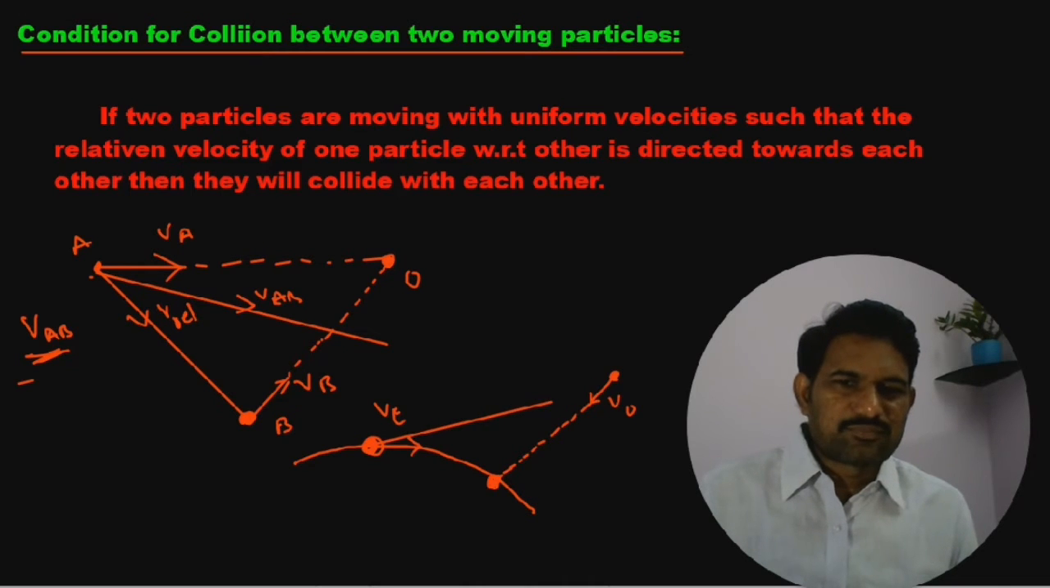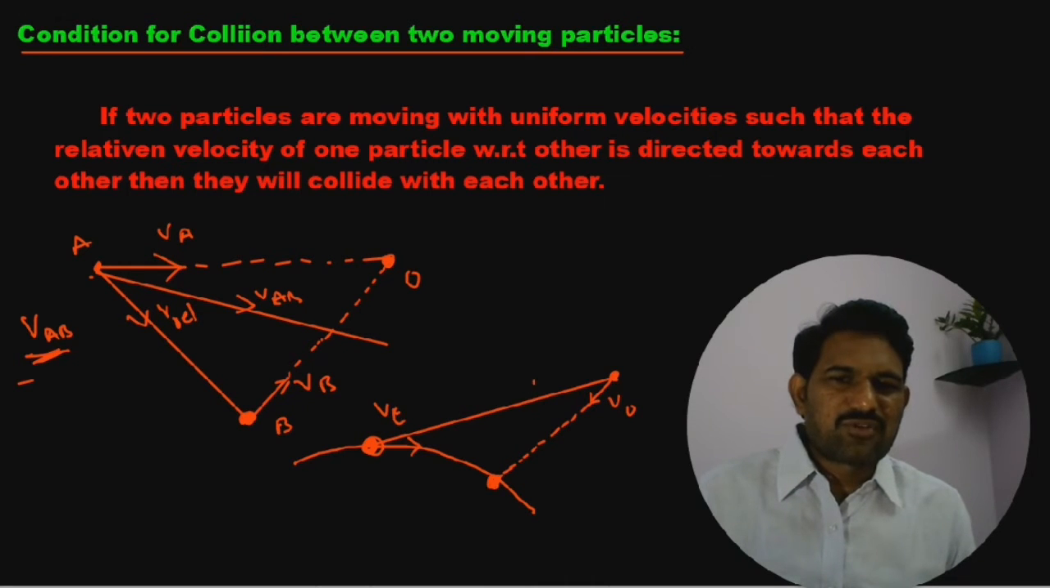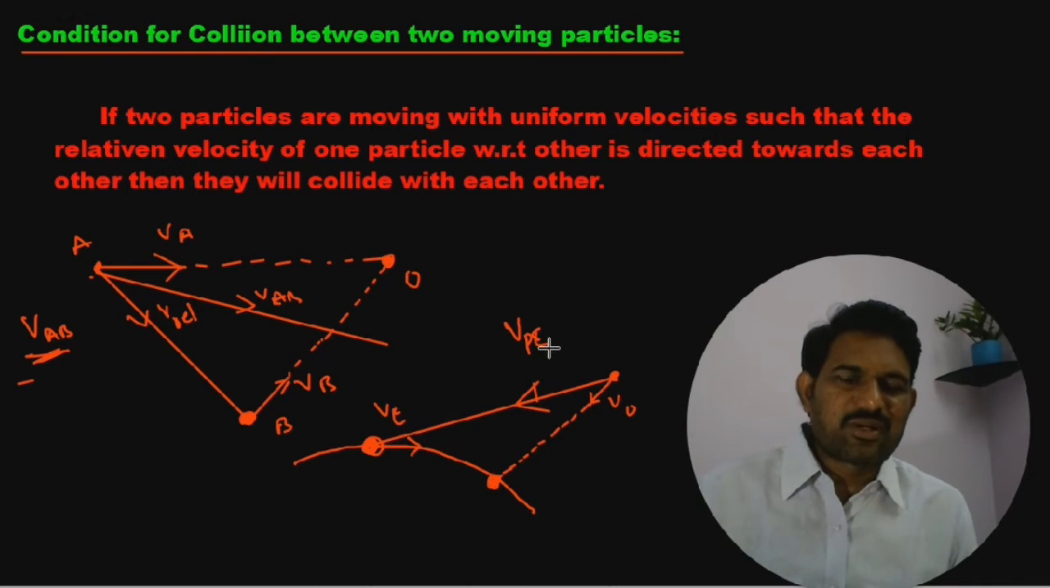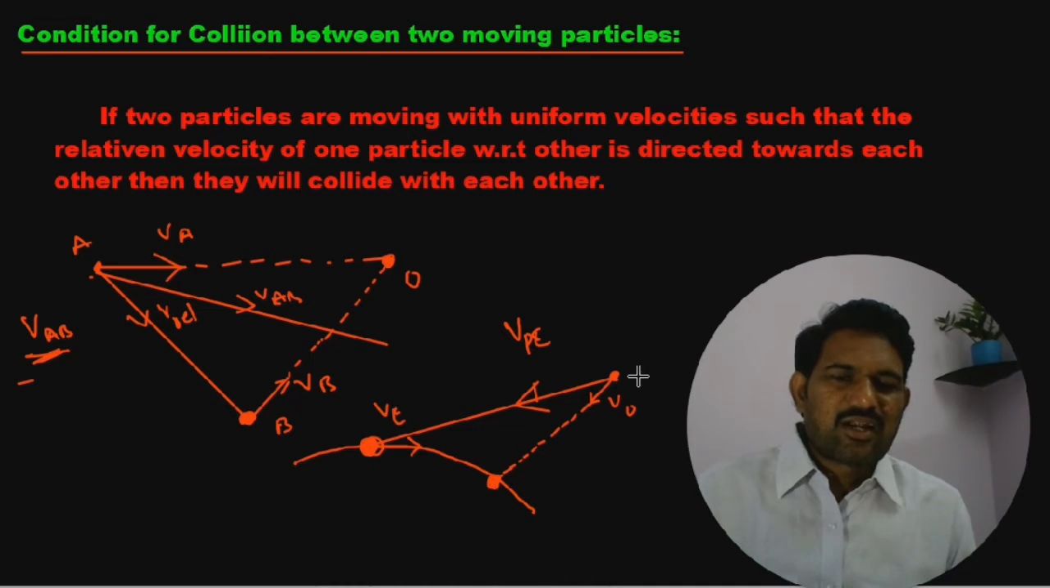If you are finding the velocity of the particle with respect to the earth, and that velocity is directed towards the earth, then collision will be possible. When we find the velocity of the particle with respect to earth, we are assuming that earth is at rest. Now the particle is moving towards the earth, and so definitely collision will take place here.